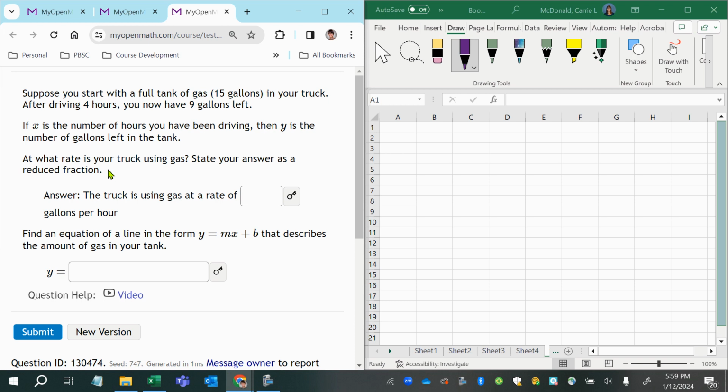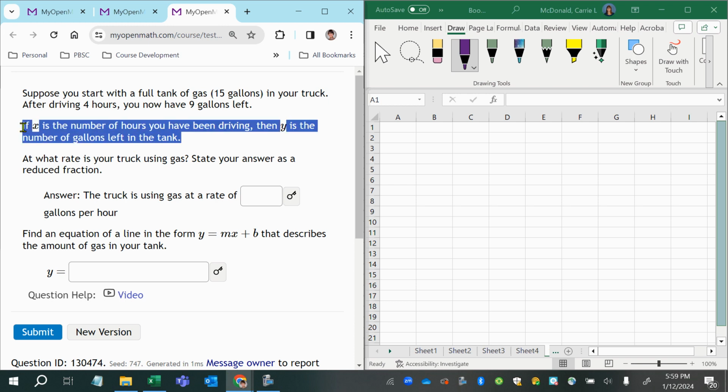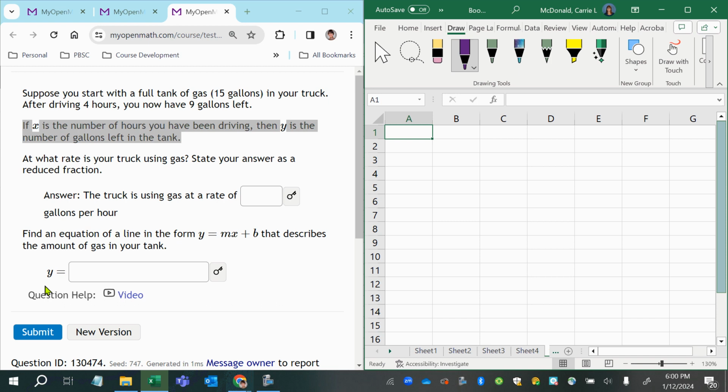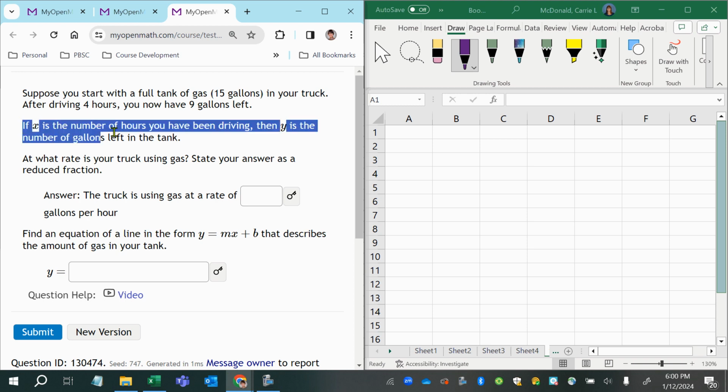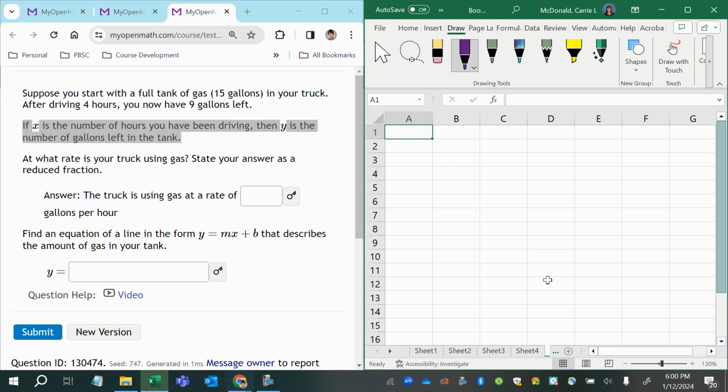Also notice that right above that, the second paragraph says if X is the number of hours you've been driving, then Y is the number of gallons left in the tank. So it's actually telling us how the variables should be defined when we're coming up with our slope, and later it's asking us to find the equation of the line in y equals mx plus b form. So the x and the y have already been assigned. x is going to be hours and y is gallons.